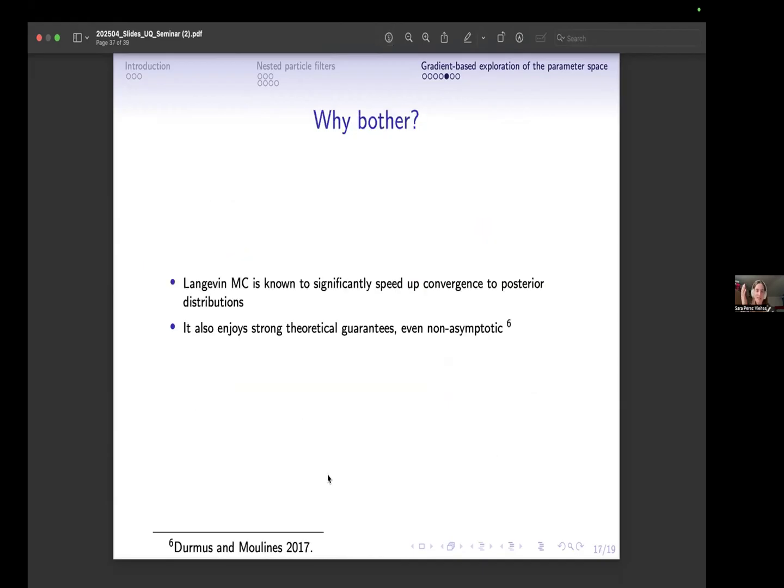Okay, so why bother doing all these things? It's basically because we think that we will speed up convergence to the posterior for sure, especially when the dimension is big, as I just said. And still, I think we can obtain some strong theoretical guarantees and try to see if we could provide something that is non-asymptotic. I'm not that sure about that, but we could have a look. There are some works on Langevin dynamics and non-asymptotic convergence, so we still have to look into that.